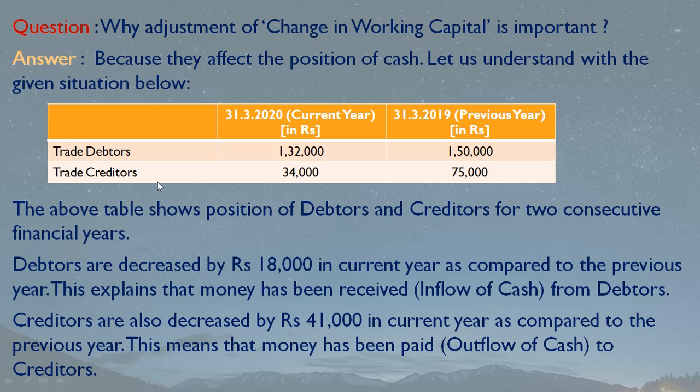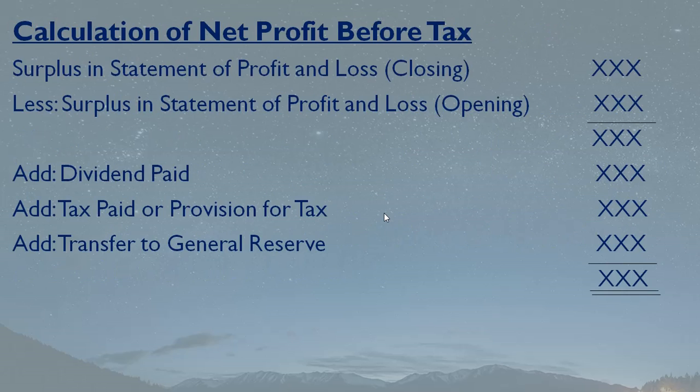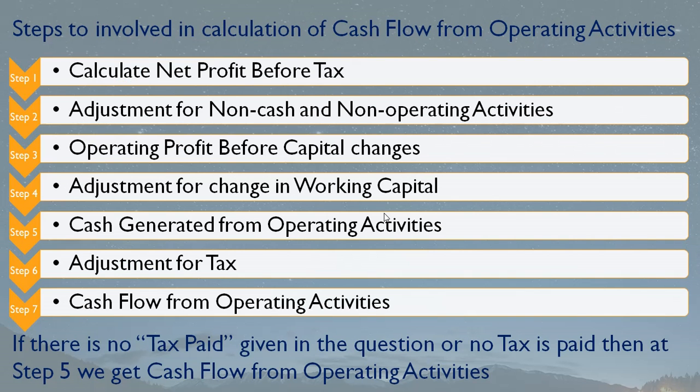Similarly for creditors, in the previous year they were 75,000, and in the current year creditors stood at 34,000. So 41,000 has been paid to them. So this 41,000 is your outflow of cash. This is actually affecting the position of cash, hence it should be adjusted while calculating cash flow from operating activities, because the transactions related to debtors and creditors are operating activities.